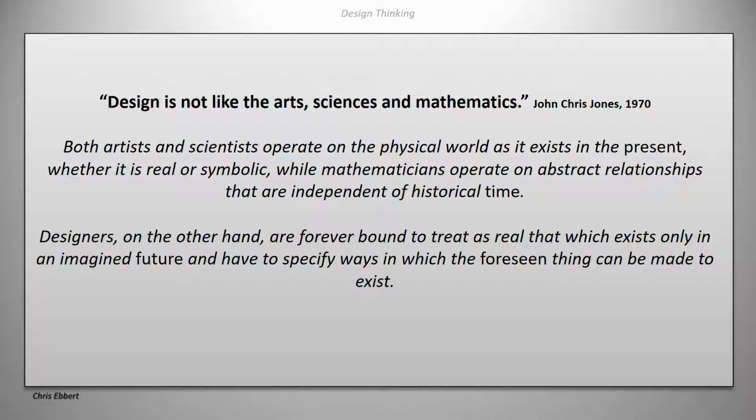Now, he further says both artists and scientists operate on the physical world as it exists in the present, whether it is real or symbolic, while mathematicians operate on abstract relationships that are independent of historical time. Designers, on the other hand, are forever bound to treat as real that which only exists in an imagined future and have to specify ways in which the foreseen thing can be made to exist. So that is a major difference. It means we live in the future. Designers live in the future. It's the place where we look.